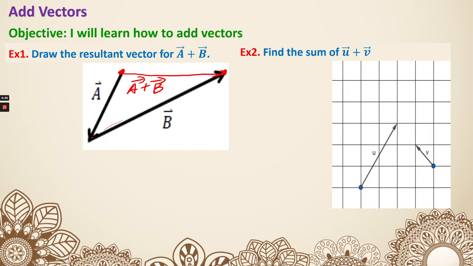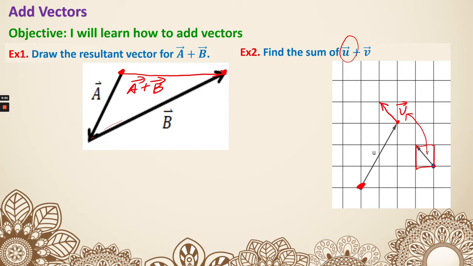Next, example 2. Find the sum of u plus v. This time they're not connected, so we are going to need to move things. As for which one to move, well, u is what we are starting with, so the starting point is going to be the tail of u. So we actually want to move the v. V is basically a diagonal of this one little square, so we are going to move it so it's connected with u, and then it is one diagonal of a little square. That is our v.